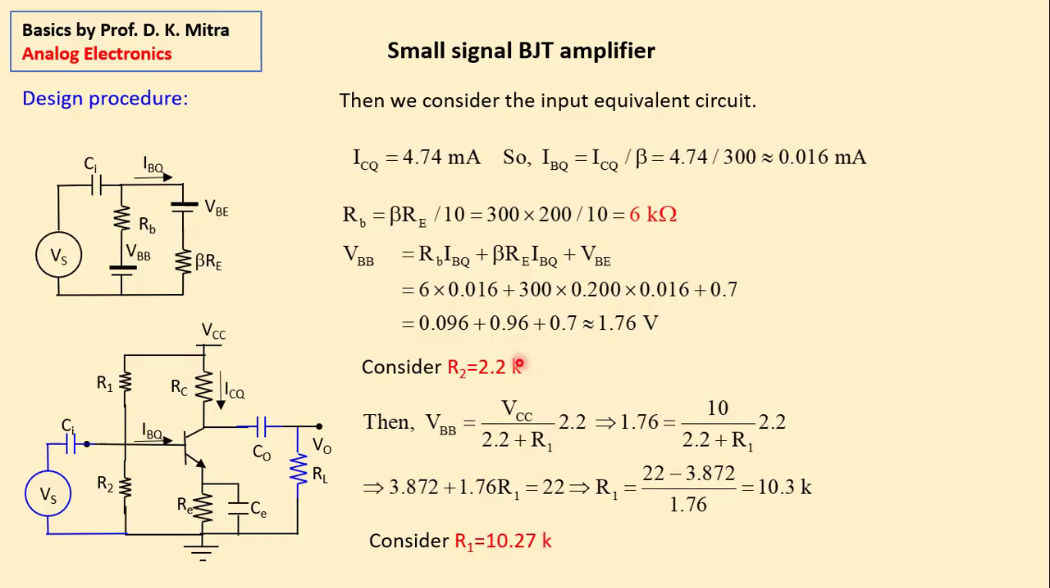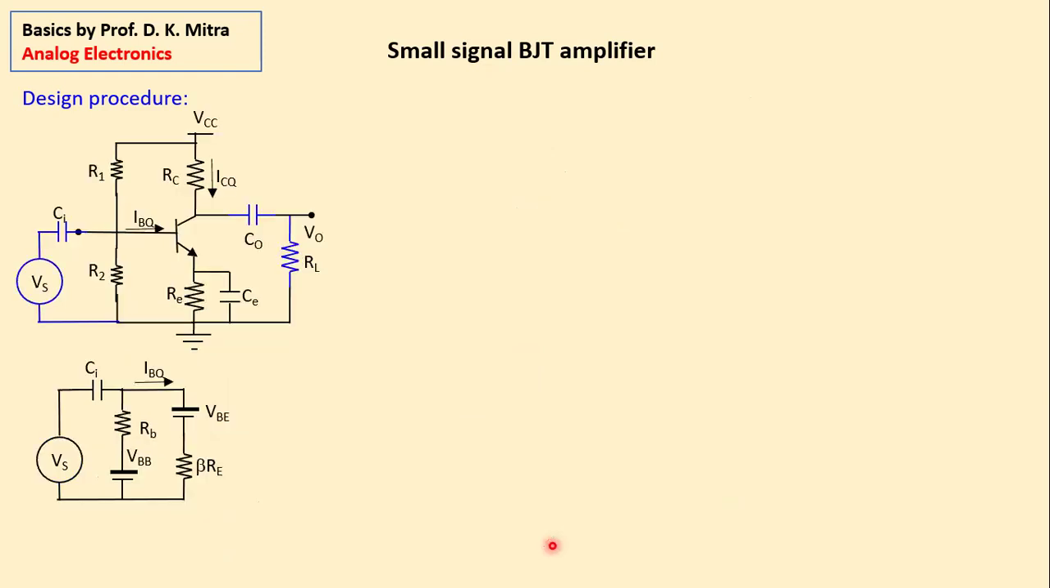Do not consider a value which you will not get in your laboratory. Like say you have taken here 6K for RB, of course, I don't have to get a resistance. R2, I have taken 2.2K. If you make it 2.3K, then you don't get that value in the laboratory. So you get here 2.2 and 10.27K. So we have decided these values. Lastly, let's determine the value of these three capacitors.